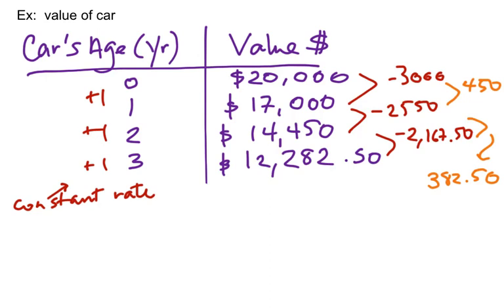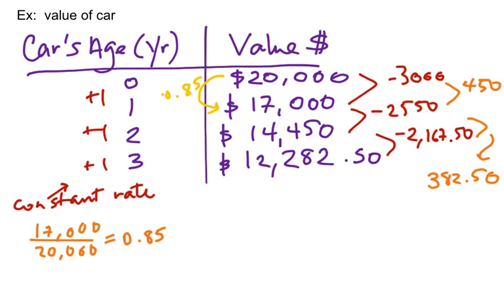So if I have, after 1 year the car was worth 17,000, and I divide that by 20,000, I get 0.85. In other words, I take that 20,000 here and I multiply by 0.85 and I get 17,000.